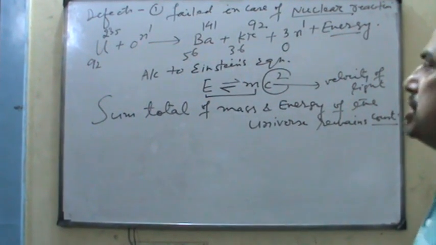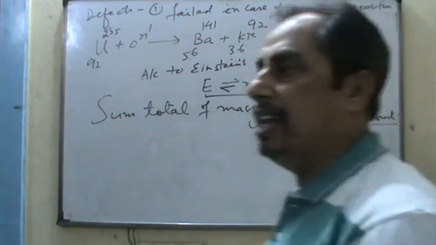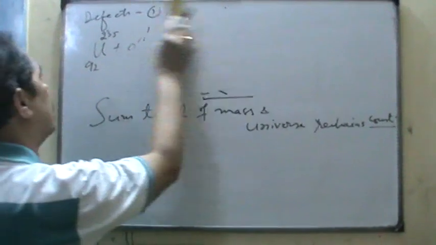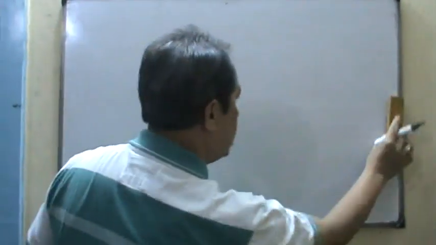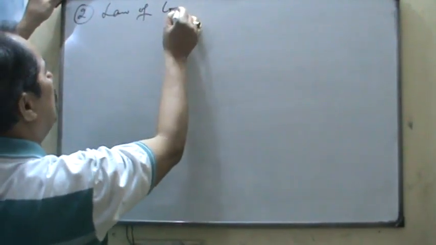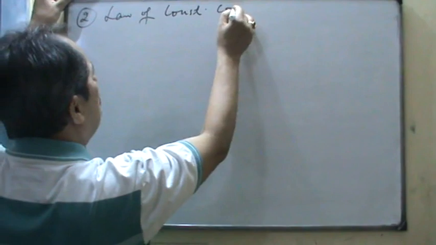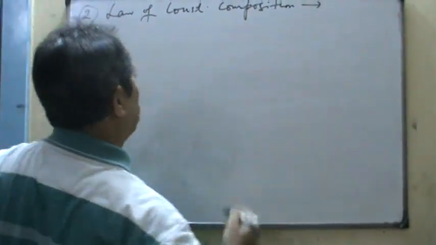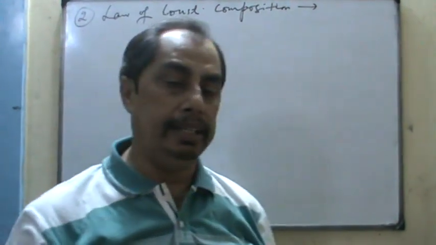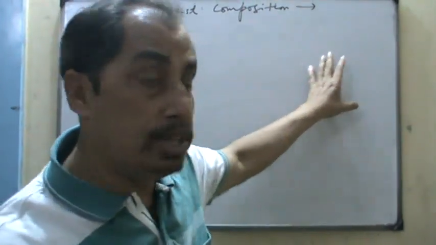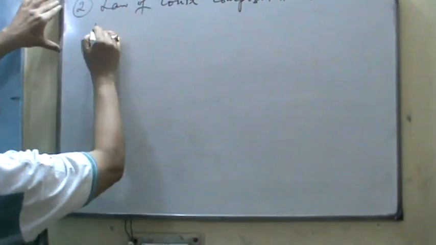And my dear students, I will switch over to the next law, the law of constant composition, or you can say the law of definite proportions, proposed by Proust, a French chemist.